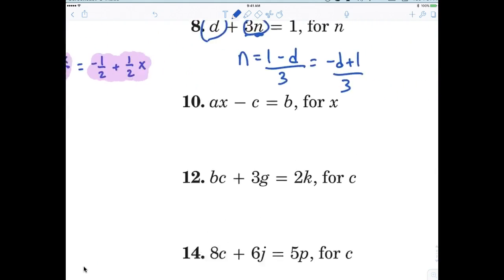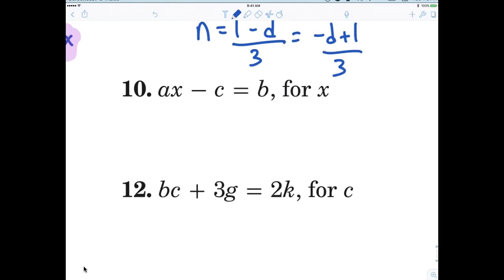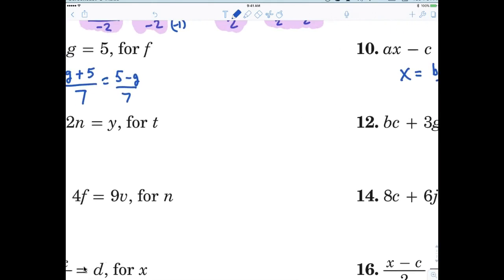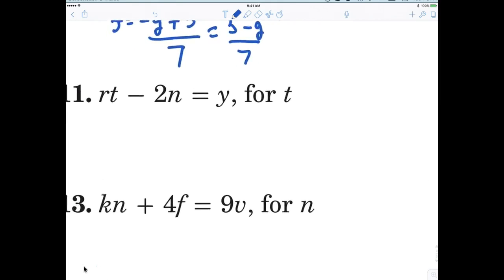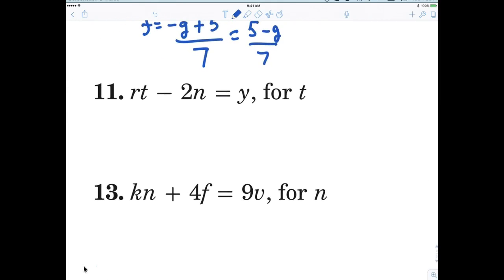Solving for X. B plus C over A equals X. You are amazing. X equals B plus C over A. Beautiful work. Any questions with that? Any questions? All right, let's see if I can make it really hard. Number 11. I'm solving for T.